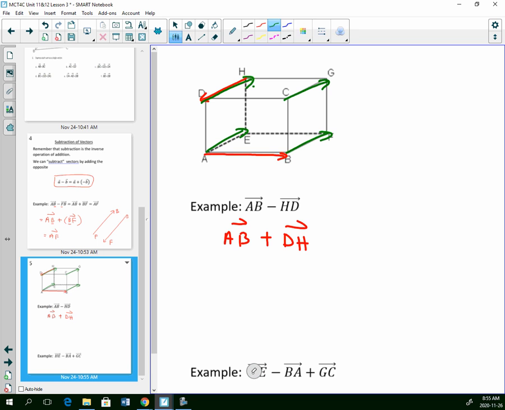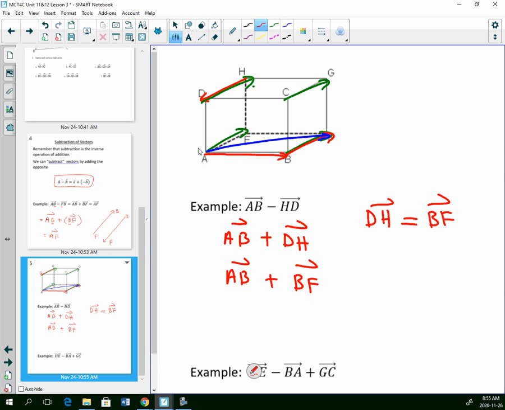So I could say that A to B plus D to H is the same as adding B to F, because D to H is equal to B to F. So I'm going to do tip to tail there, and now I can add those together, and I would get a resultant vector of A to F. So not only did we have to turn D to H around, because we wanted to add the opposite, but we also had to use an equal vector so that we could put our vectors tip to tail.